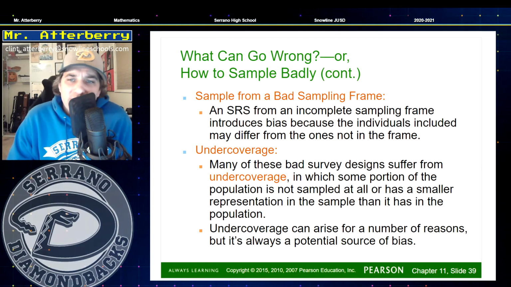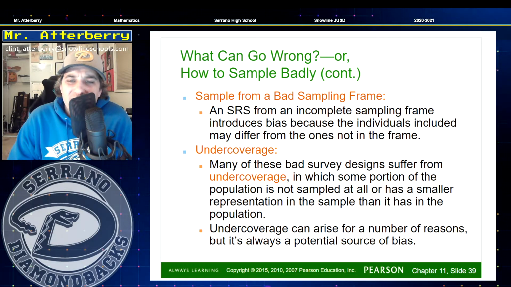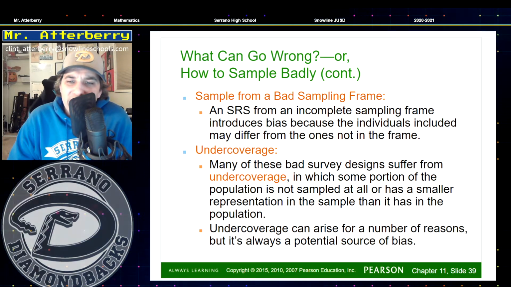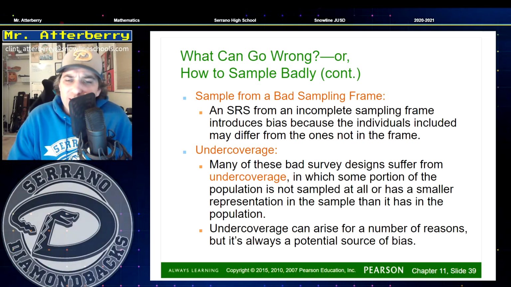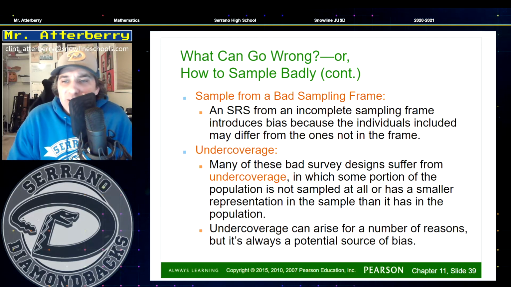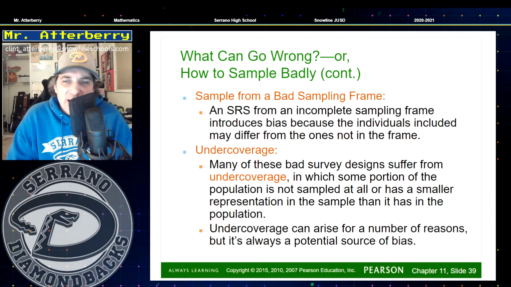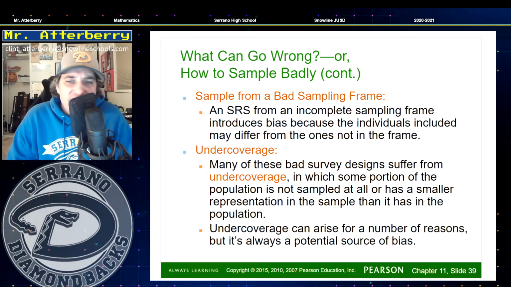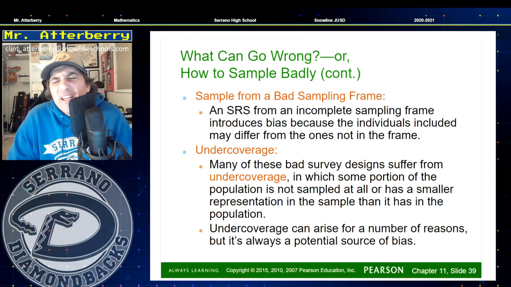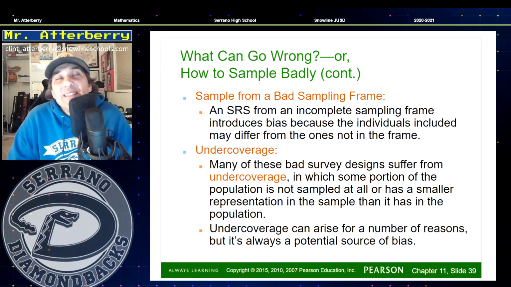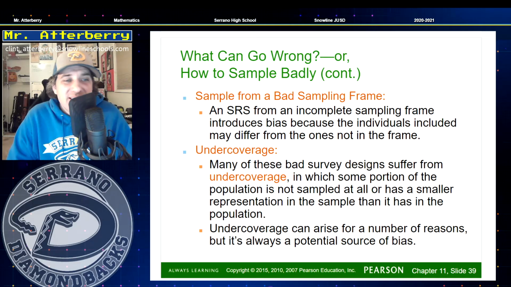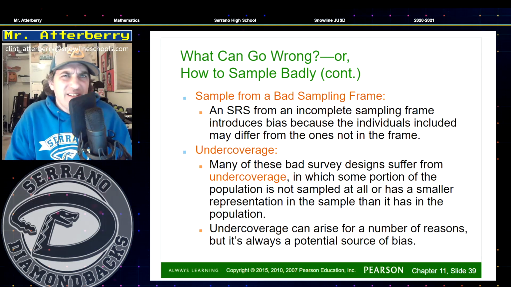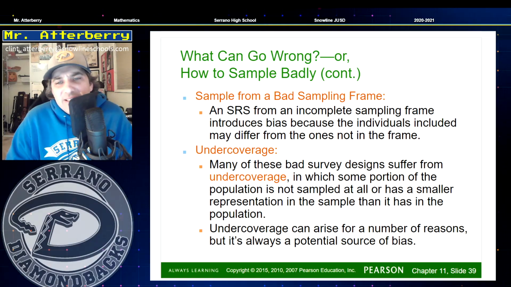So here's what else can go wrong. Okay, sample from a bad sampling frame. An SRS from an incomplete sampling frame introduces bias because the individuals included may differ from the ones not in the frame. So let's say you're asking some people from the school and you're doing the best you can, sampling for, let's say, teenagers across California or across the United States, but you're only sampling teenagers in this area. Okay, that's a bad sampling frame.